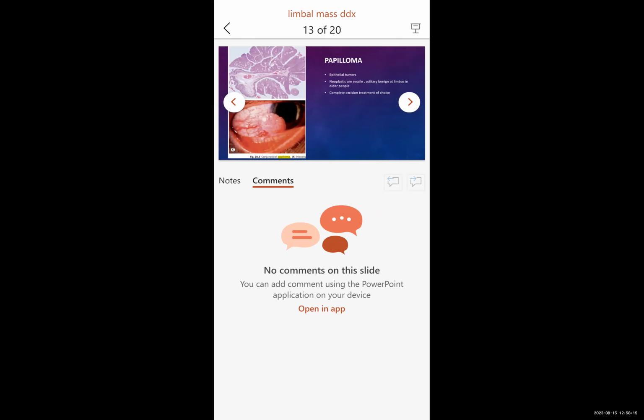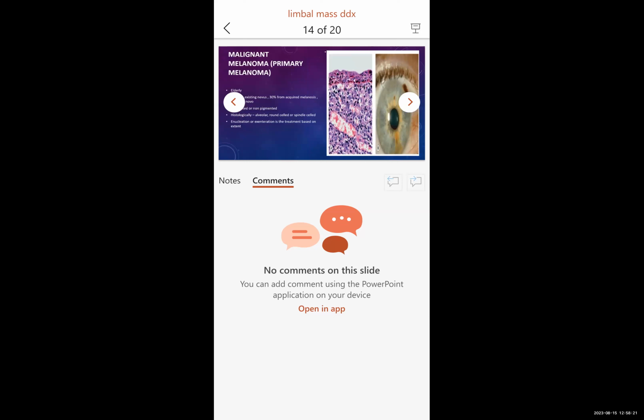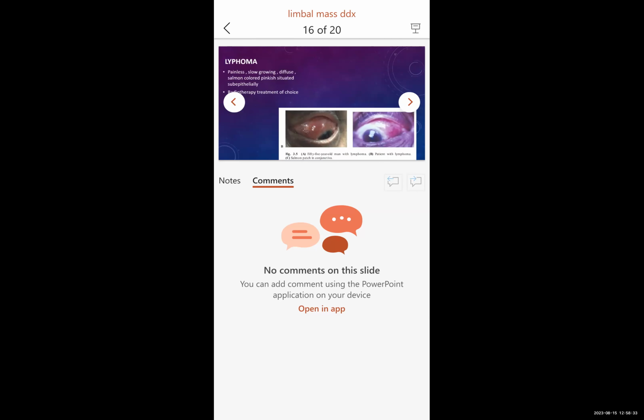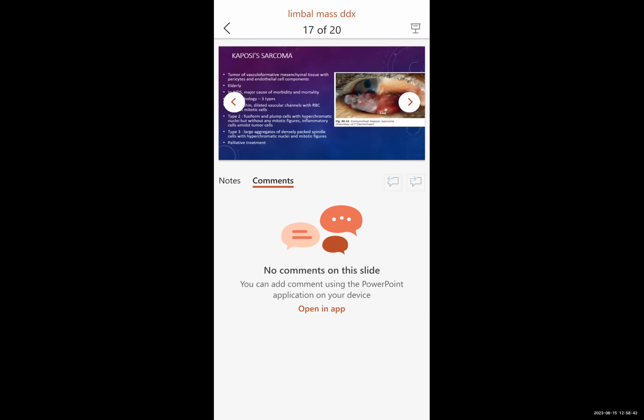Papillomas are epithelial tumors which, when neoplastic, are sessile in nature. Malignant melanoma appears in elderly individuals, and may be pigmented or non-pigmented lesions. Squamous cell carcinoma is characterized by malignant cells invading the basement membrane. Lymphomas are painless, slow-growing tumors. They're characterized by salmon-colored, pinkish lesions at the limbus.